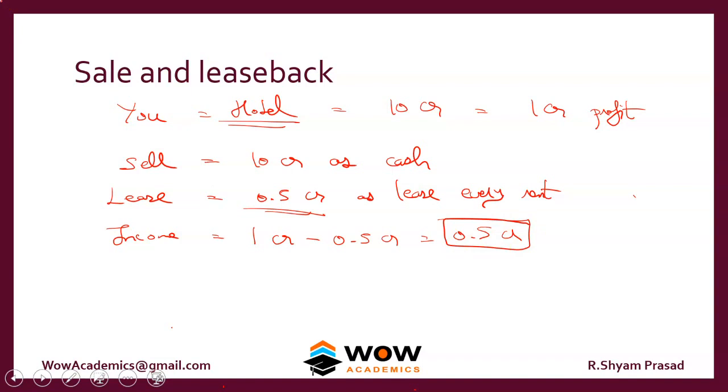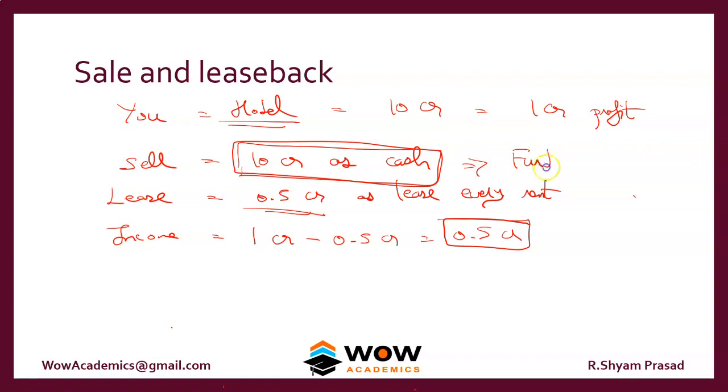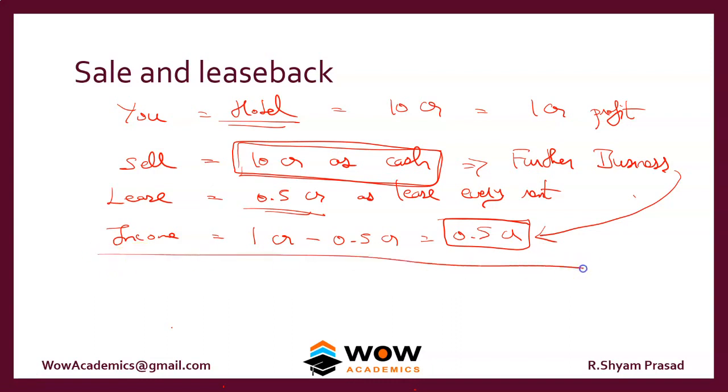But still, you have received the 10 crore cash. With this 10 crore, you can put it in further business and you can make money. That money will be added to the 0.5 crore income. So this is called sale and lease back. Sometimes you don't even need to pay a rental. You can take a 20-year lease.